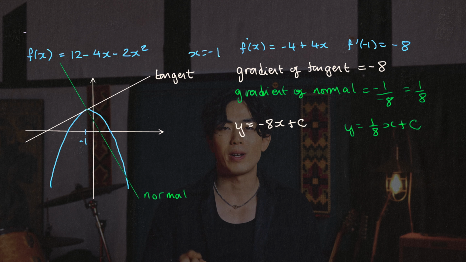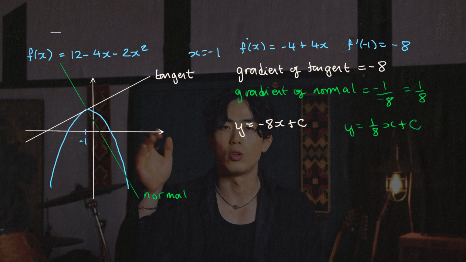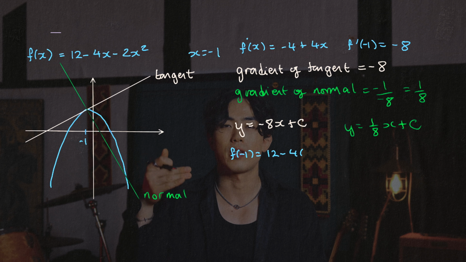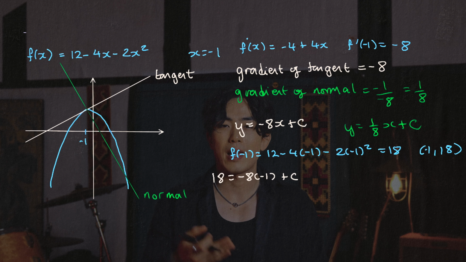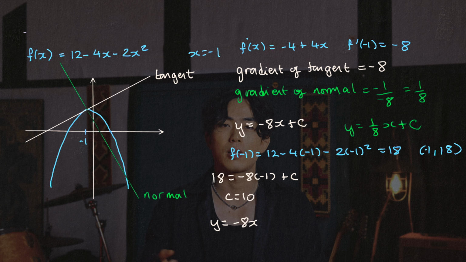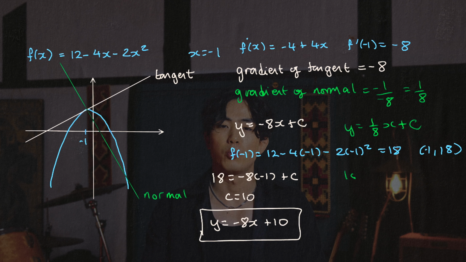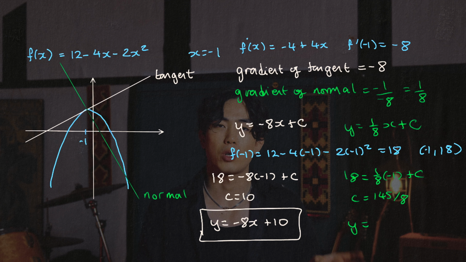We're looking at the point when x is negative 1, so we need to find the y value. We can do that by plugging it into the original function, not the derivative, but the original one. So f of minus 1 will give me the value of 18. Using negative 1, 18 as the coordinate, we get the tangent as y is minus 8x plus c, and the normal as y is 1 over 8 x plus 145 over 8.